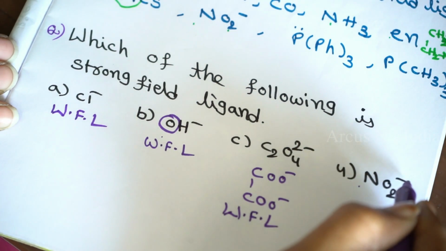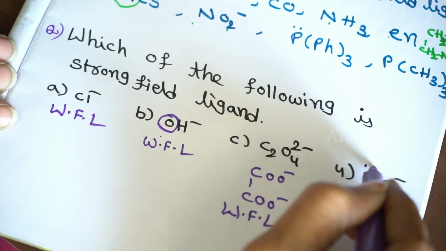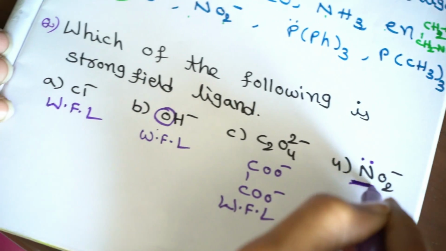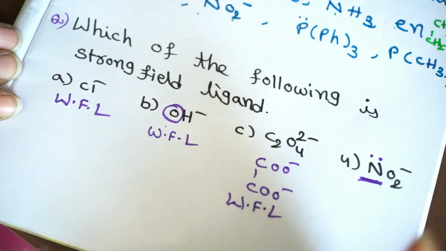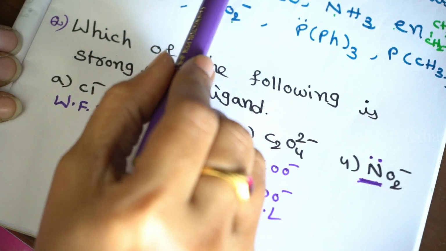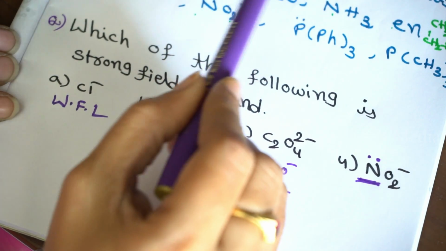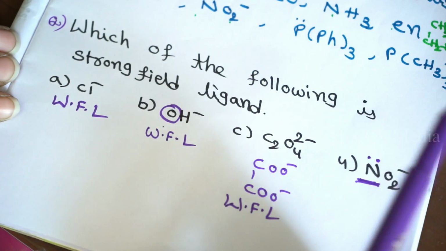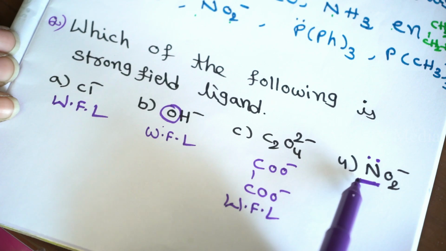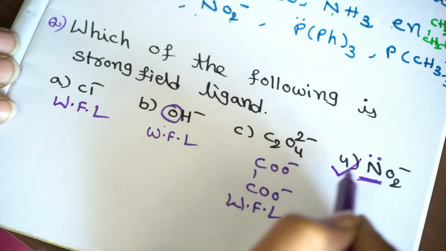Next, in NO2 minus, nitrogen will act as the donor atom. So which compounds are the strong field ligands? Those whose donor atoms are carbon, nitrogen, phosphorus. So nitrogen is the donor atom here, and it will act as the strong field ligand.